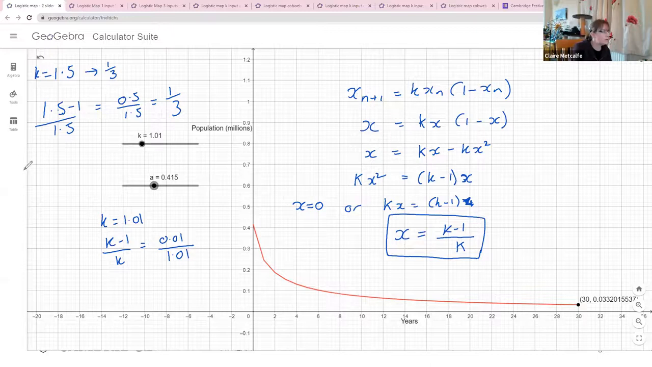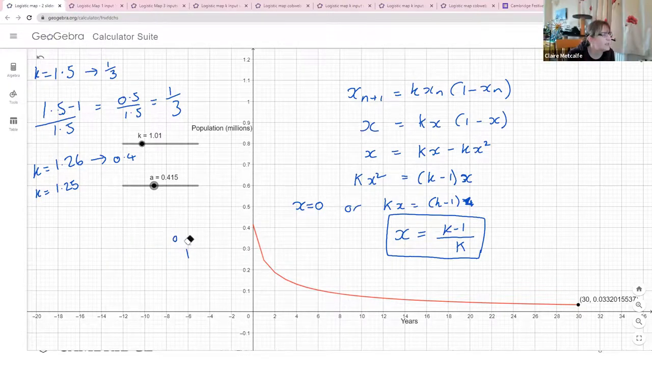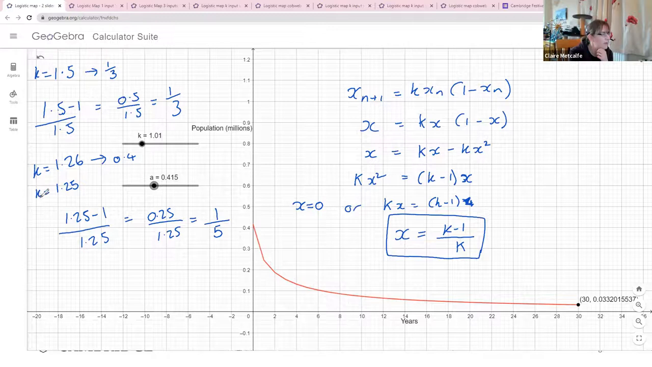Somebody said when k equals 1.26, they thought that that settled down at about 0.4. If I take k equals 1.25, because that feels friendlier to me. And I'm just going to create some space. You mean the arithmetic is going to be easier for you? The arithmetic is going to be easier for me, yes. So if I take k equals 1.25, I get 1.25 minus 1 over 1.25, which is 0.25 over 1.25. And I'm going to multiply top and bottom by 4. That gives me 0.25 times 4 is 1. 1.25 times 4 is 5, I think. So I think when k equals 1.25, that looks like it's going to tend to 1/5, which is 0.2.